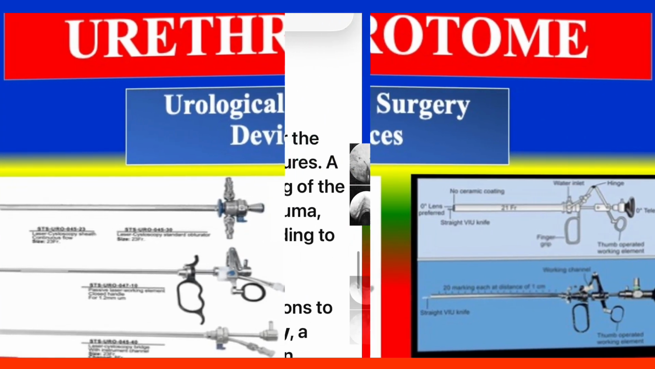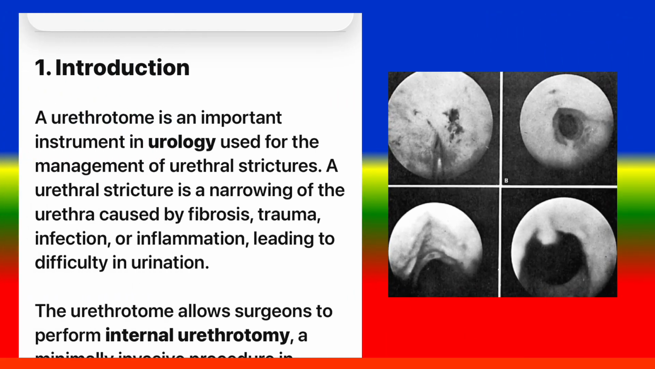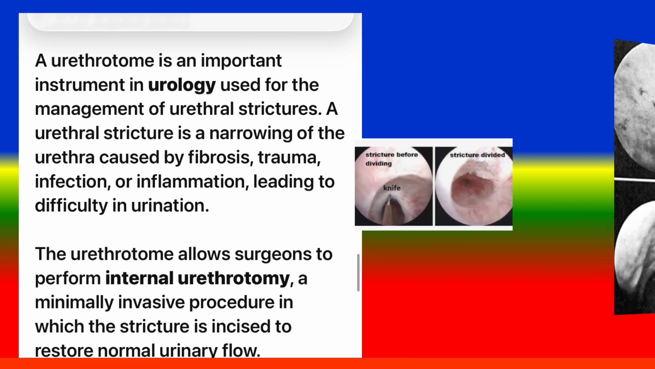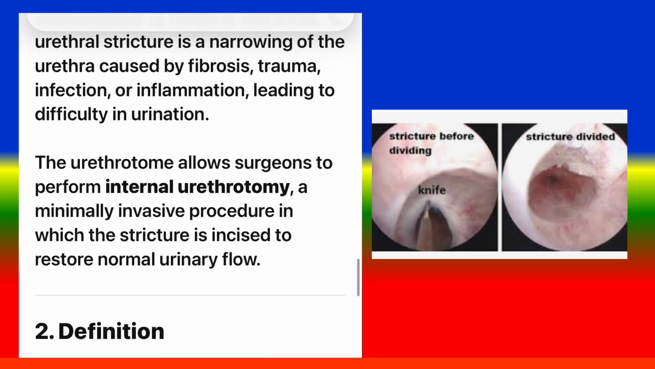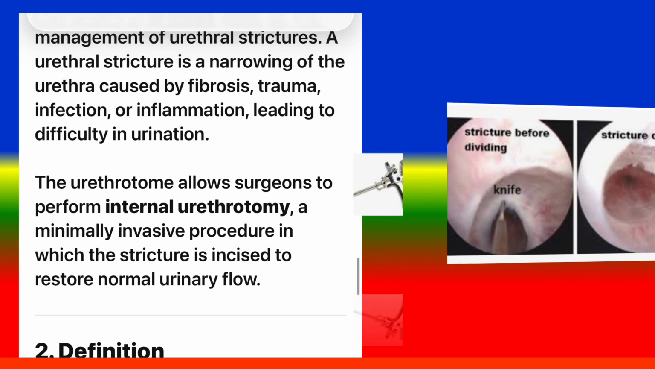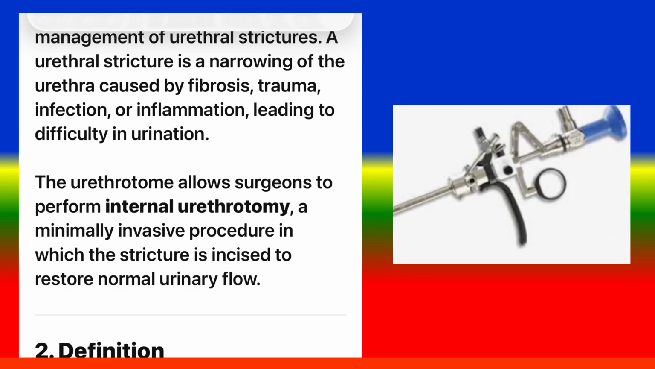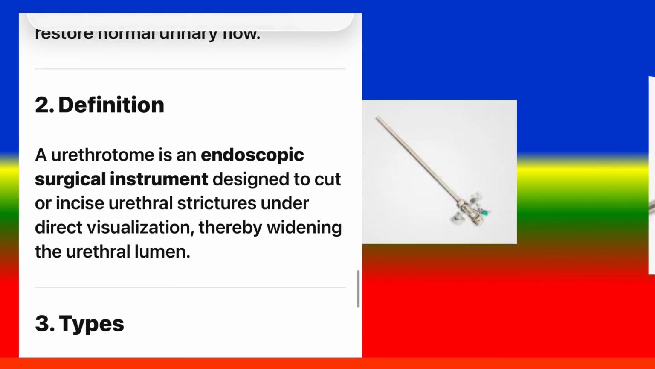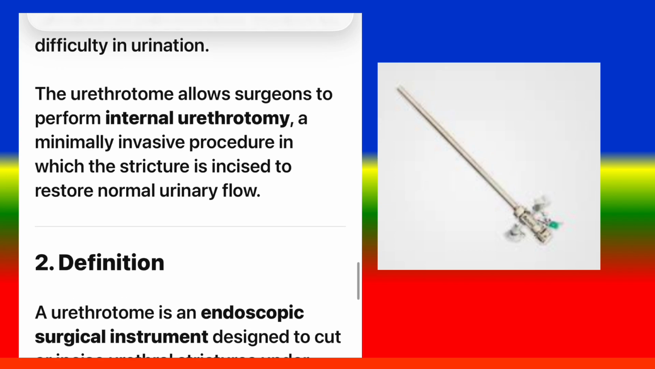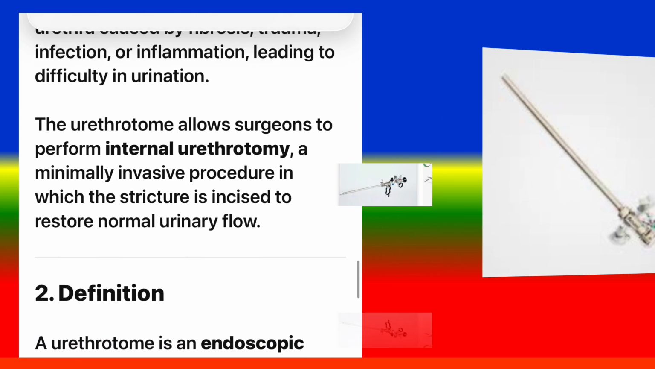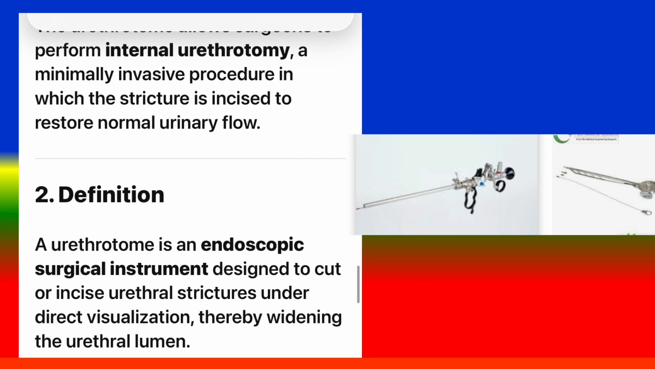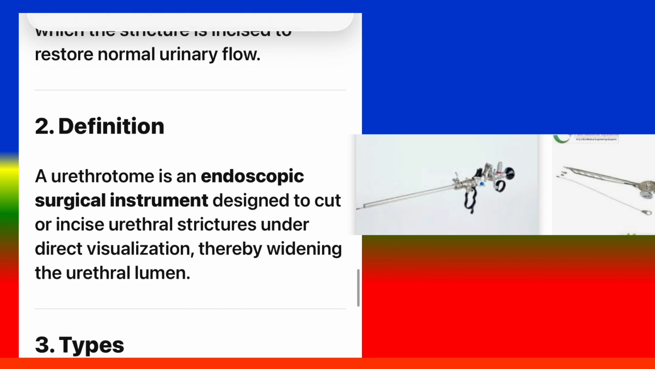1. Introduction. A urethrotome is an important instrument in urology used for the management of urethral strictures. A urethral stricture is a narrowing of the urethra caused by fibrosis, trauma, infection, or inflammation, leading to difficulty in urination. The urethrotome allows surgeons to perform internal urethrotomy, a minimally invasive procedure in which the stricture is incised to restore normal urinary flow.